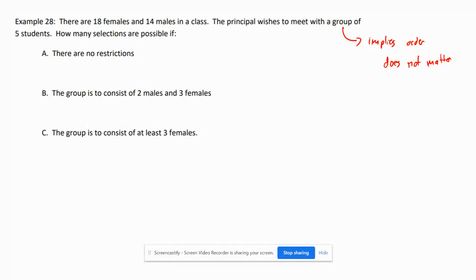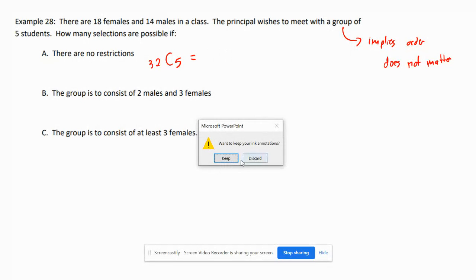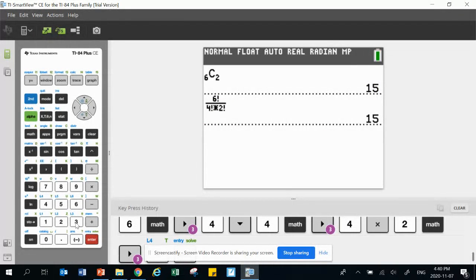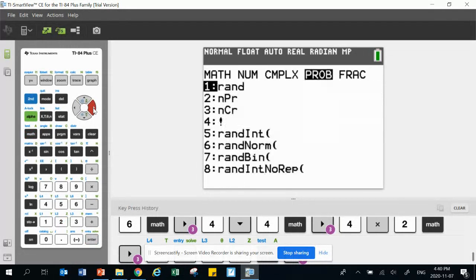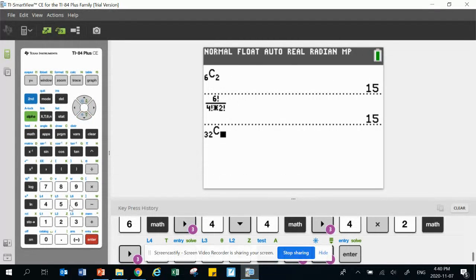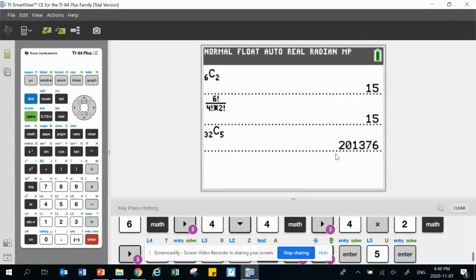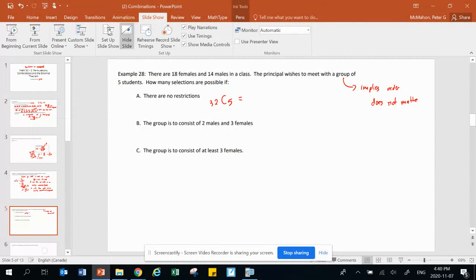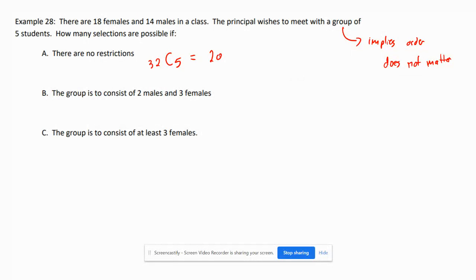Okay, how many selections are possible? So, there are 18 females and 14 males. The principal wished to make a group of 5 students. How many selections are possible if there are no restrictions? Okay, so 18 and 14, there are 32 possible people. There's no restrictions. So this question is going to be 32 choose 5. 32 nCr 5 is 201,376. And we have that answer there.